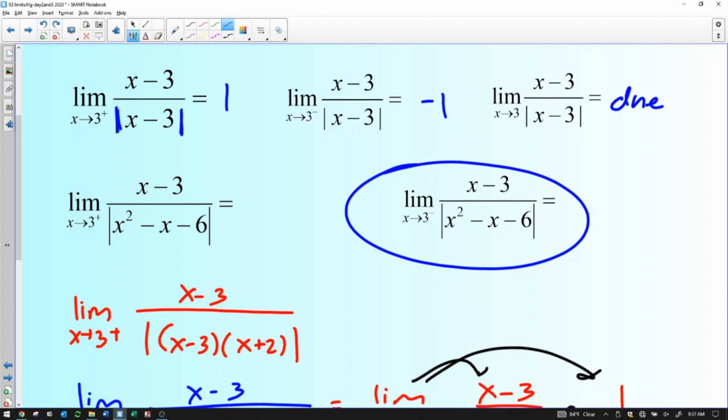It's 0 over 0. But 0 over 0 is indeterminate. So you have to figure out what that answer is. Look, do it up here. Oh, gotcha.